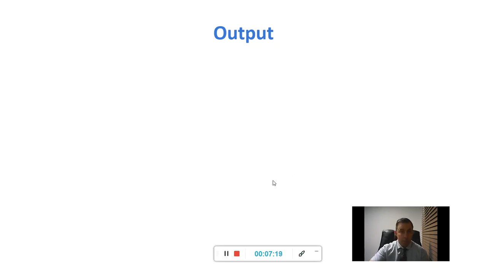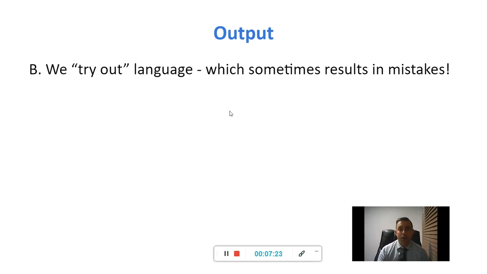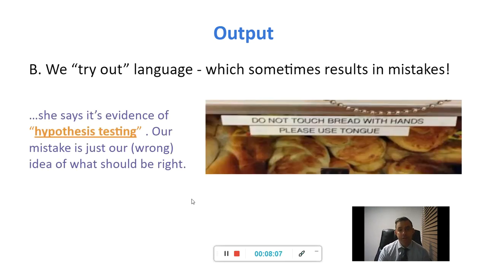What else happens when we produce output? We try out language. Okay? We try out language, which sometimes results in mistakes. This is a function of output that Swain called hypothesis testing, right? So for those of you who are science majors, a hypothesis is just a belief, just an idea, and you test it out, and sometimes it works, sometimes it doesn't. And that's exactly what Swain is saying happens when we produce output, when we push output. So hypothesis testing sometimes results in a mistake, and it sometimes results in you've said something that was comprehensible to the other person.